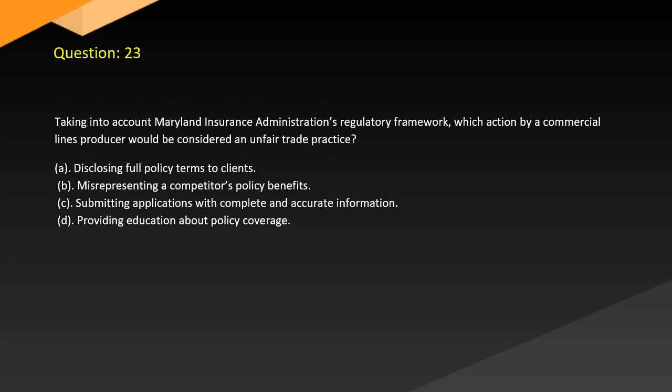Question 23. Taking into account Maryland Insurance Administration's regulatory framework, which action by a commercial lines producer would be considered an unfair trade practice? A. Disclosing full policy terms to clients. B. Misrepresenting competitors' policy benefits. C. Submitting applications with complete and accurate information. D. Providing education about policy coverage.